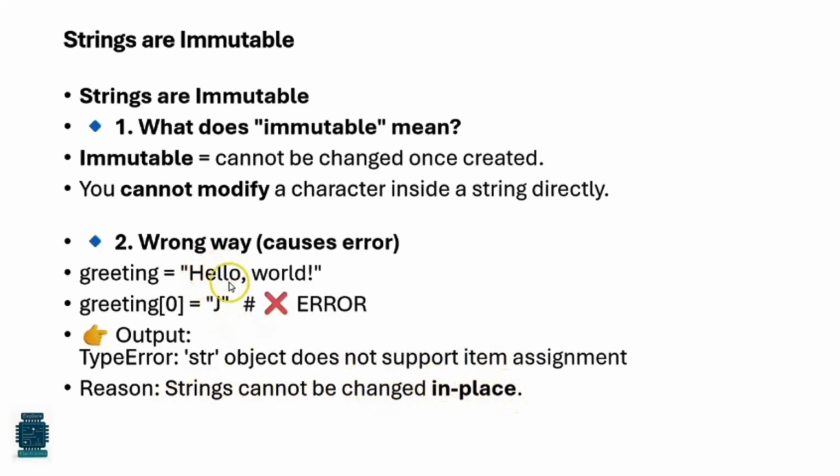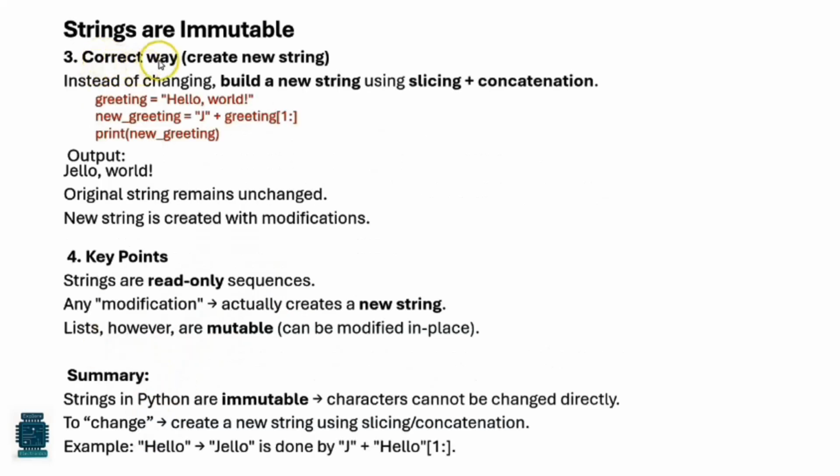I have already created a string, greeting is equal to hello world. I cannot change it after the creation of the string. If I want to change, I have to create one more string. Got it? I will explain that later. The correct way is creating a new string. Instead of changing, build a new string using slicing and concatenation. Let us see with an example.